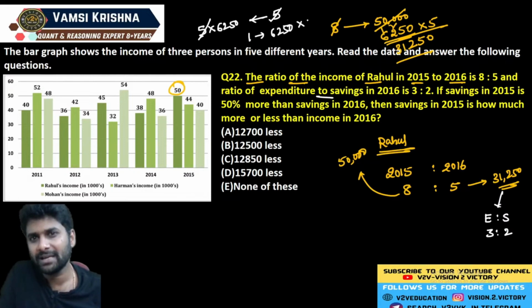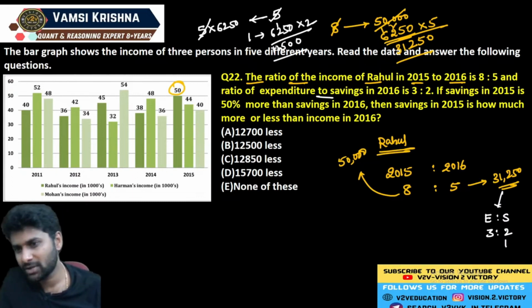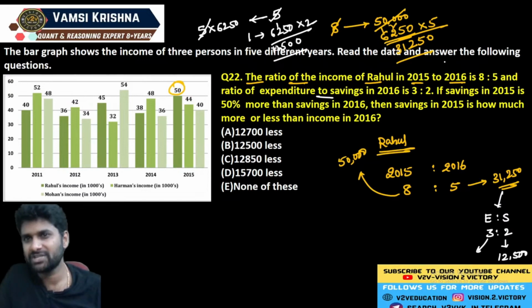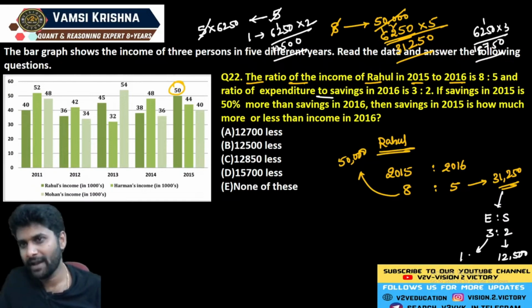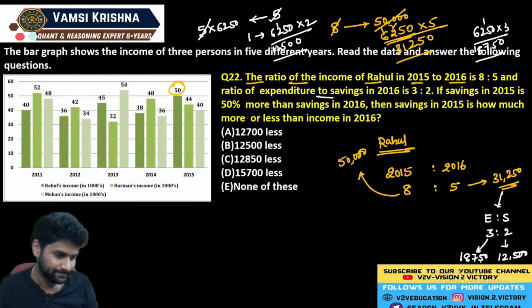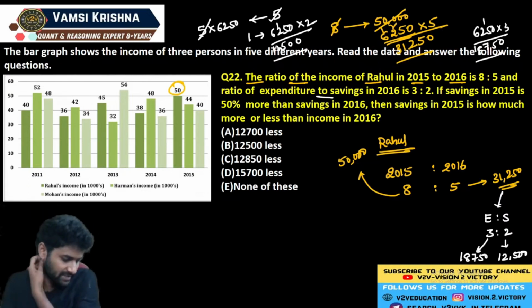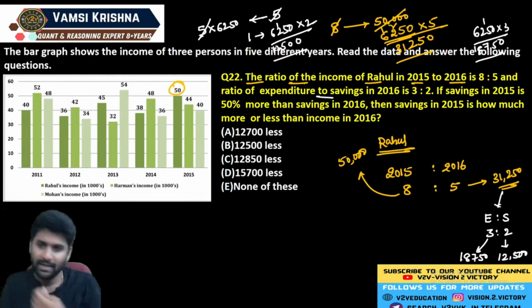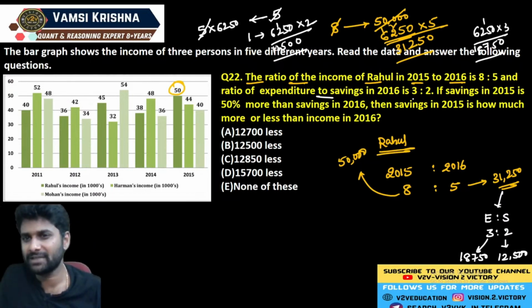Now what about their savings? Savings is 2 units, right? Savings is exactly equal to 12,500. Now what about expenditure? Multiply by 3 times. 6250 multiplied by 3 times. It's a value of 18,750. Are you clear with the calculation, guys? 18,750. Okay, we are done with this point.